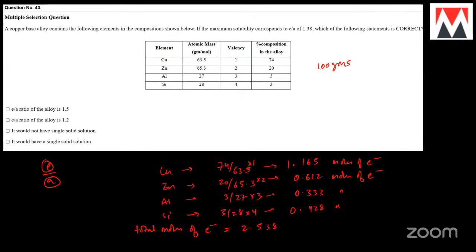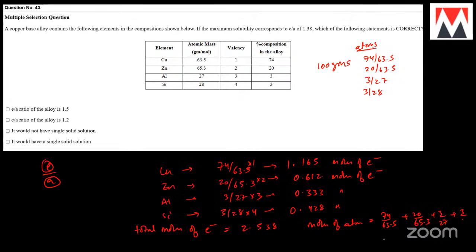What is the total moles of atoms? If you ask me for atoms, it is nothing but 74 by 63.5, 20 by 63.5. This is nothing but number of moles. 1 mole contains 6 into 10 power 23 atoms, right? The same way you get 3 by 27, 3 by 28. This is the moles of atoms. So what do you get moles of atoms? Moles of atoms is equal to 74 by 63.5 plus 20 by 65.3 plus 3 by 27 plus 3 by 28. So overall number of moles of atoms you get is 1.689 moles of atoms.